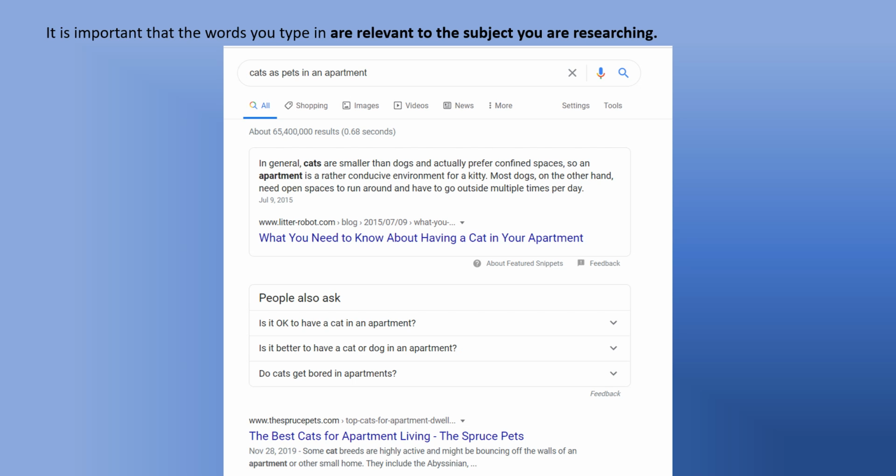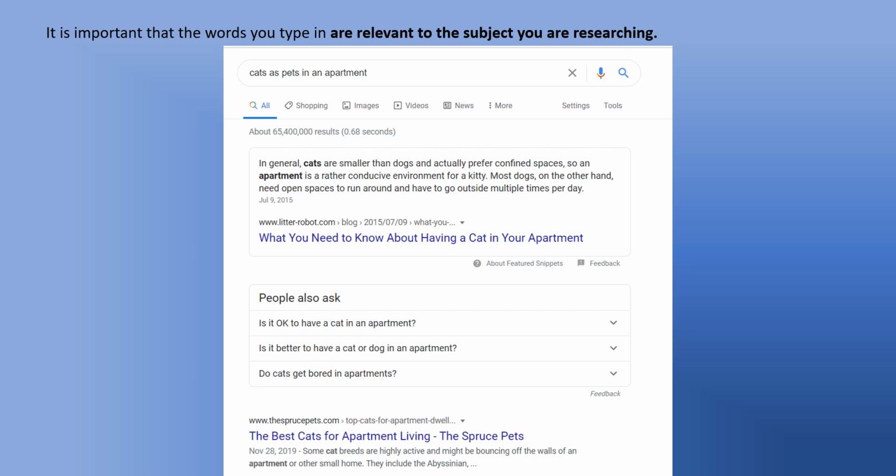This is just a screenshot, so I can't scroll down some more, but it would come up with more sites that are specific to having cats in an apartment. And it would be good to not just go with the very first site that you see. We will do a search later on and you can see that, but this at least shows you that it's getting closer to what you need. So just as a reminder, when you are putting keywords into Google, you need to get specific to the subject that you're researching.